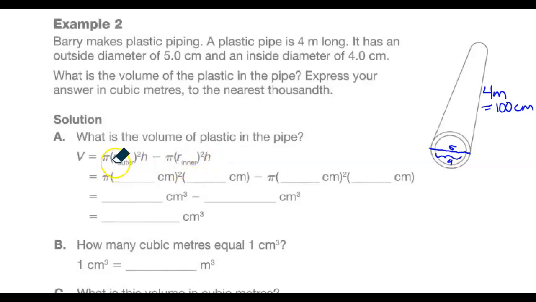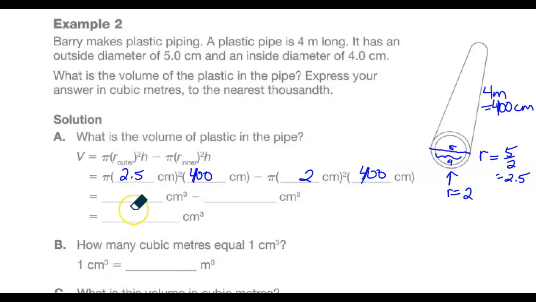That's what it's doing here in the workbook. It says radius of the outer. The diameter is 5, so the radius would be 5 over 2, which is 2.5. And for the inside, the diameter is 4, so the radius would be 2. So pi times 2.5 squared times the whole length of that cylinder, and then we're going to subtract pi times 2 squared times 400 centimeters.